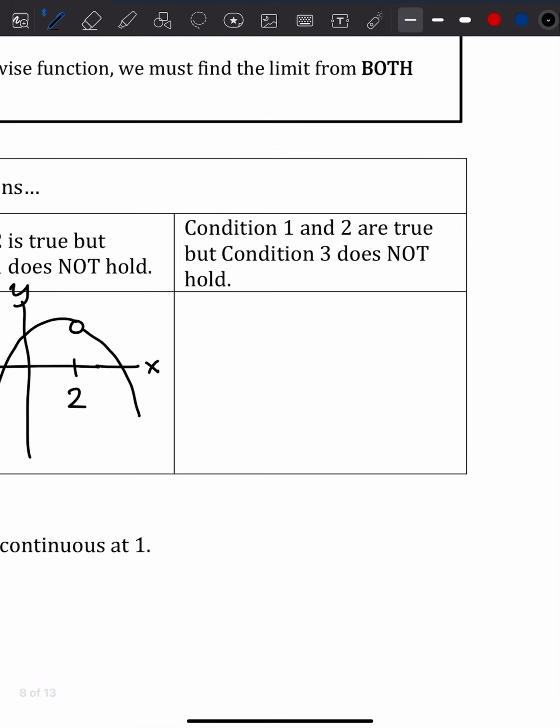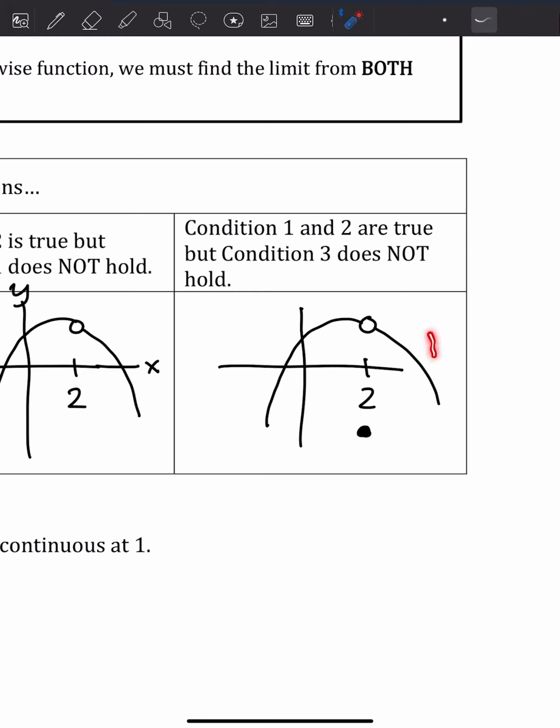Conditions 1 and 2 are true, but condition 3 does not hold. So we have a limit that exists, we have a value that exists, but they are not equal to each other. So it could be exactly like that graph I just showed you guys here. But somewhere else we have that solid point. So our limit is going to this y value, whatever it may be, but our actual y value is this one down here because that is our solid point.